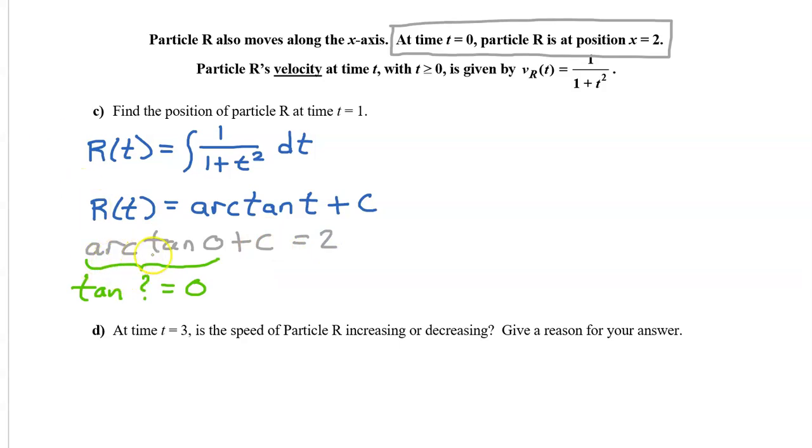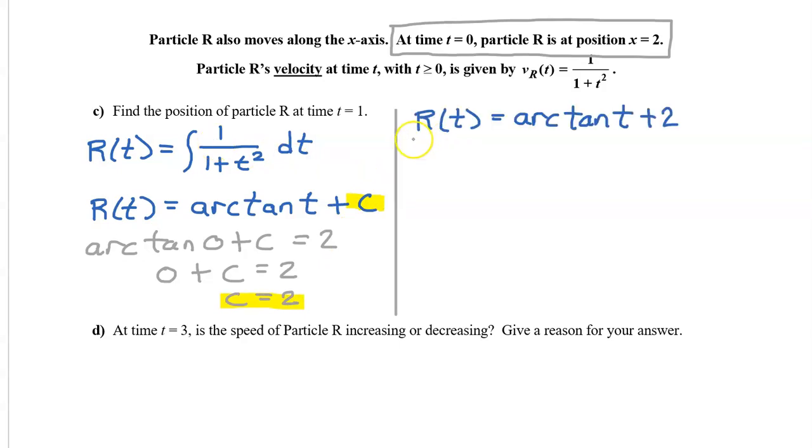When you evaluate arctangent 0, you're thinking, tangent of what is equal to 0? We know that the tangent of 0 is equal to 0, so that's the arctangent. So we get 0 plus c equals 2, which means that c is equal to 2. Let's go ahead and put this value of c back into the position function. So now we have the position function.